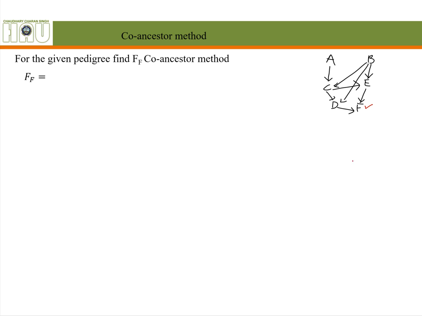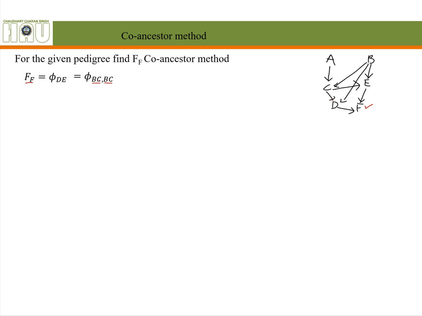So I want to compute F of F, which is the probability or the relationship between D and E, because D and E are the parents of F. Now this D is further the offspring of B and C, so I substitute B and C here. Similarly, E also has two parents, C and B. So I write like this: phi DE can be written as phi BC comma BC.